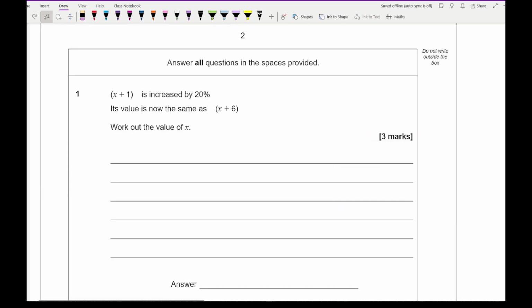So let's get started on question 1. Question 1 says x plus 1 is increased by 20%. Its value is now the same as x plus 6. Work out the value of x.